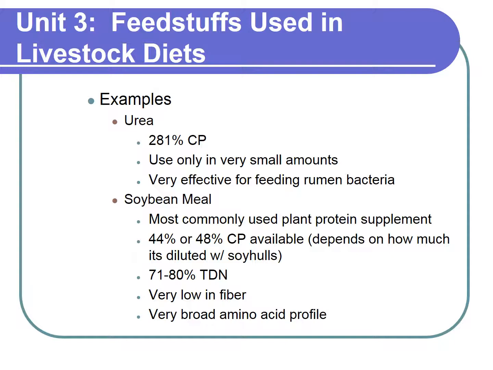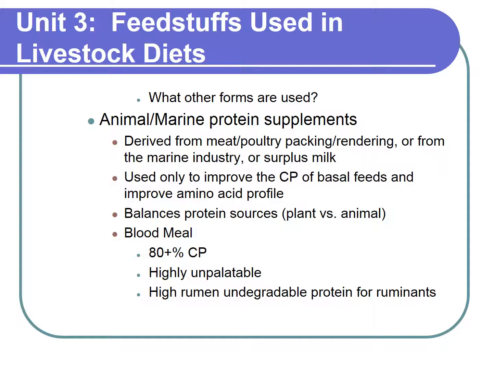Soybean meal is very low in fiber and has a very broad amino acid profile. That's why, besides cost, it's the number one out there. You say, what other forms? You can feed soy cake, pelleted. There's a number of other forms out there. You could also, not soybean meal, but just take soybeans and simply roast them, but you don't find that very much anymore. That used to be more common.